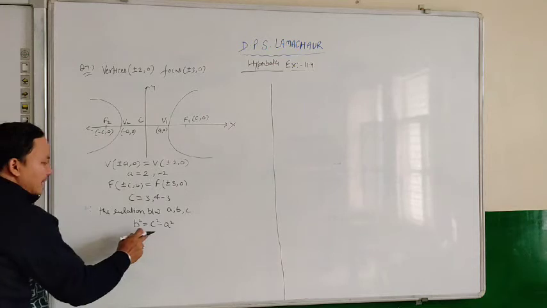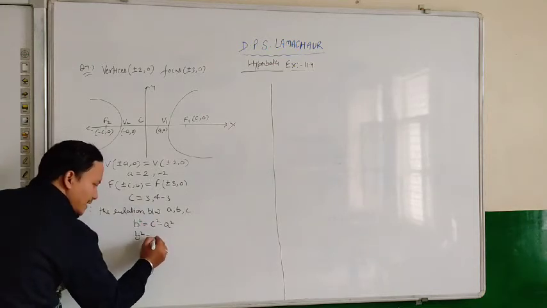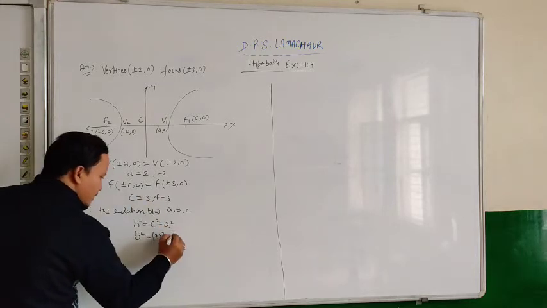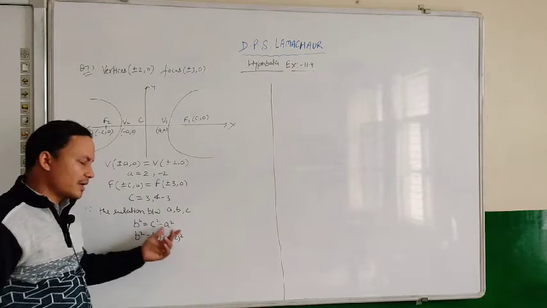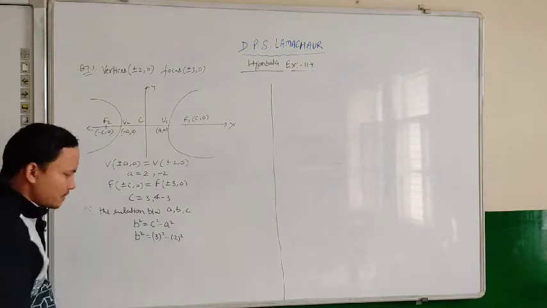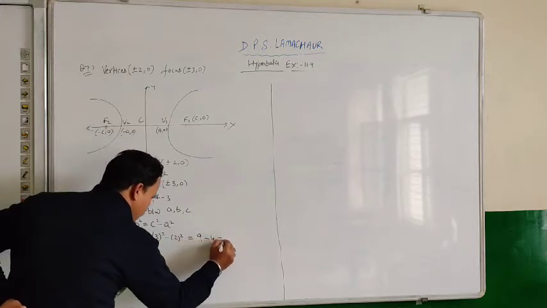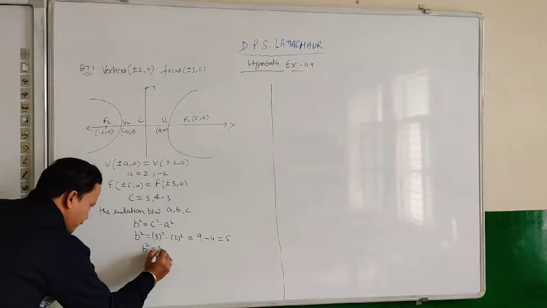On substituting the value of c and a here, b square is equal to, what is the value of c? Plus minus 3. So it will be 3 square minus, what is the value of a? It is 2. You can put either 2 or minus 2, both will be positive because of the square. So both ultimately become positive here. So this will give 9 minus 4, that is 5. So the value of b square is 5.